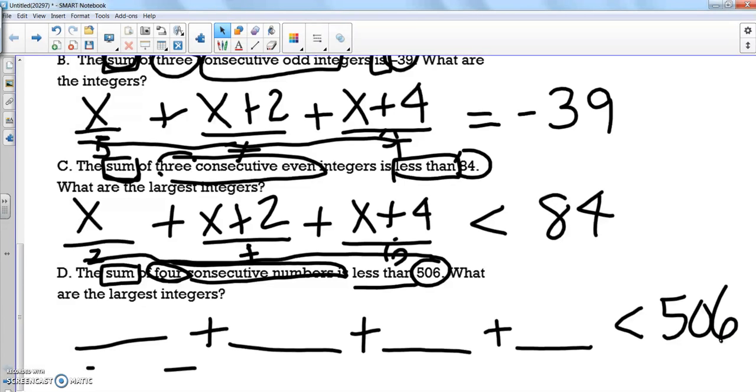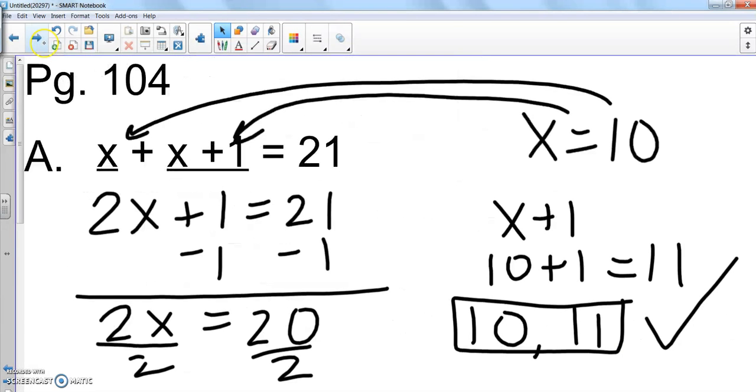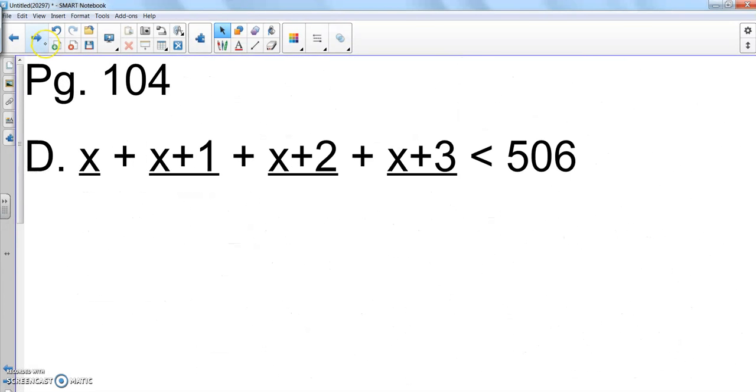Okay, 4 consecutive numbers. Now this time they're not talking about even or odd. So I don't know the first one. But if I just want the next number after this one, I just add 1. If I want the next number after that one, I just add 2. The next number after that one, I just add 3. So now we're going to go solve this one. So first, second, third, fourth is less than 506.